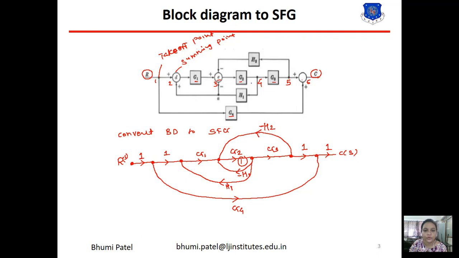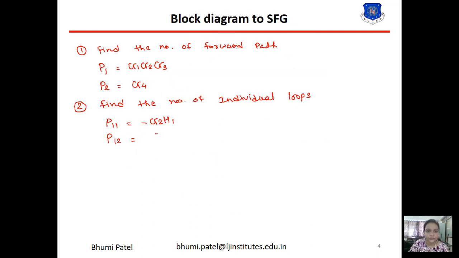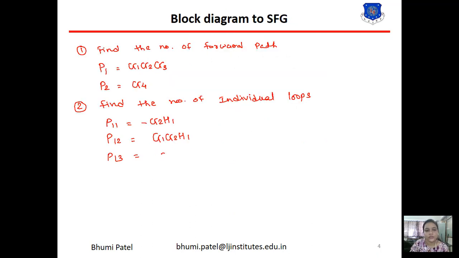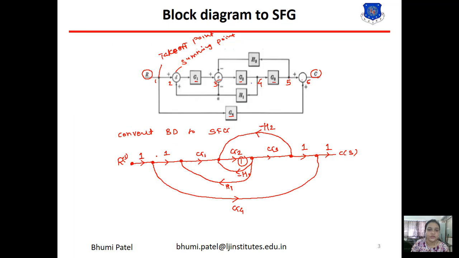G1, G2 minus H1. What is a loop? The starting and ending point is the same. So the second loop is G1, G2 and plus H1. Now the third loop is, here you can see, G2, G3 minus H2. So the third loop is G2, G3 and minus H2. Now there are no other loops in this diagram.